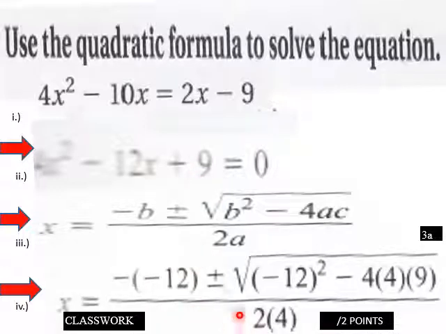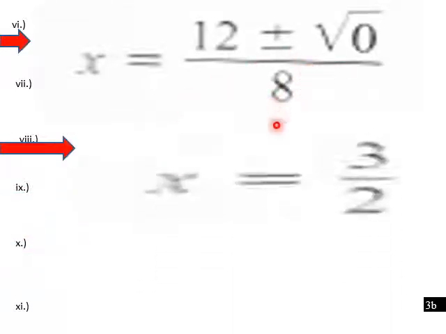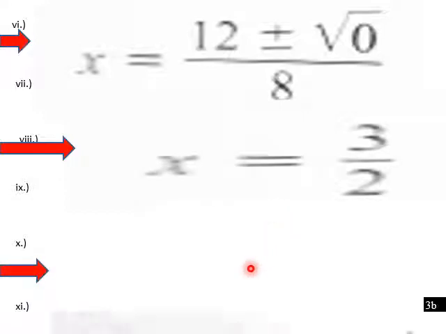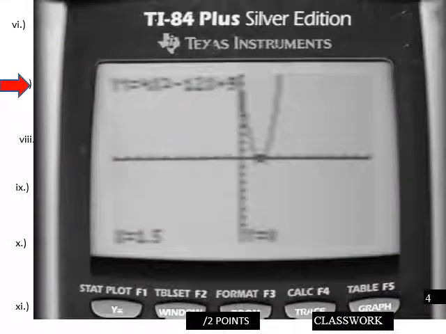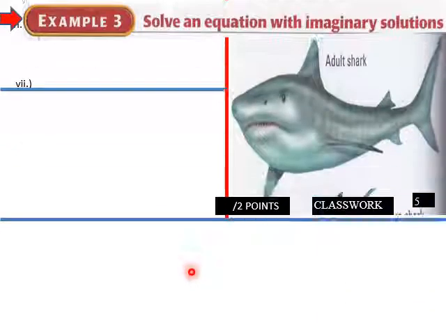We plug in our values, and we get this expression here, negative 12 plus or minus radical negative 12 squared minus 4ac, which is 4 times 4 times 9, all over 2 times 4. And that simplifies to 12 plus or minus radical 0 over 8, which is 3 over 2. Solution is 3 over 2. There was the shot there of a graphing calculator of that solution.